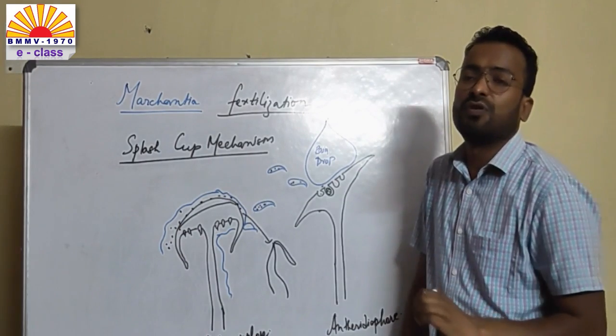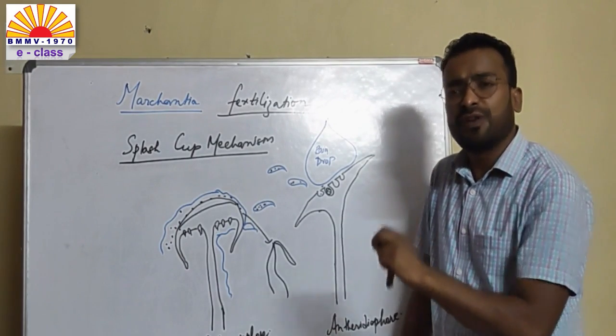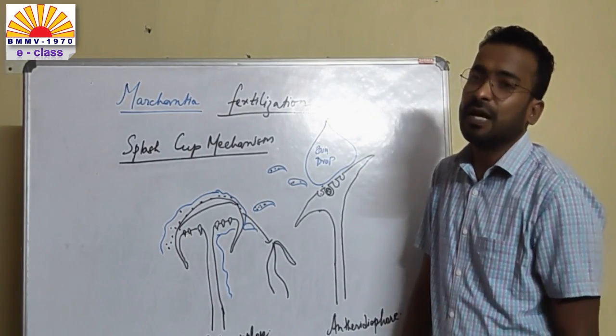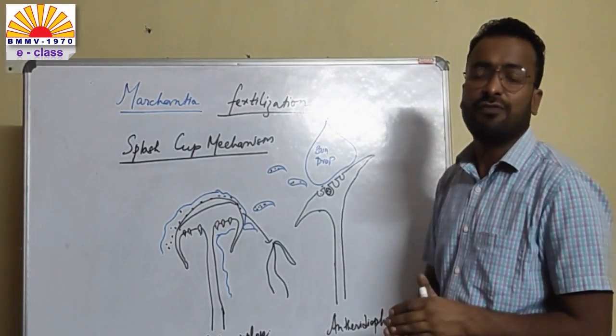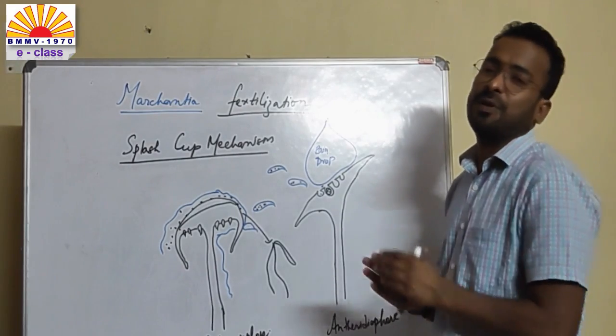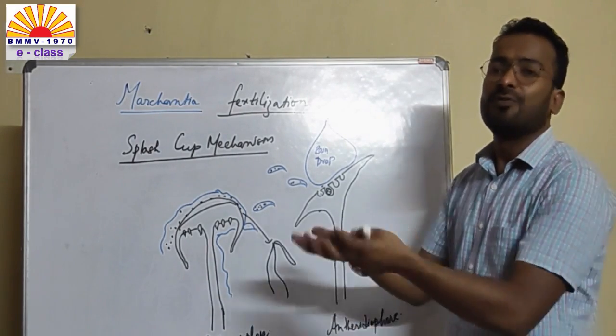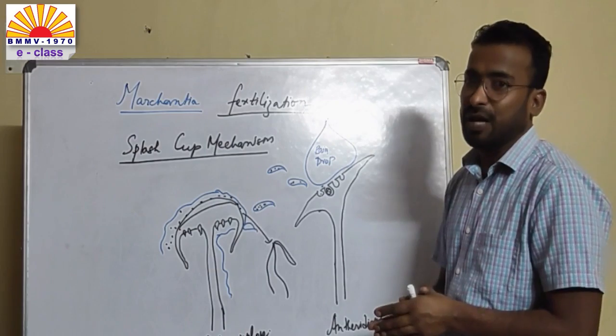The most common mode of reproduction is always vegetative, but under favorable condition, as you can all see, water is so very needed for fertilization. Under favorable condition, Marchantia will show sexual type of reproduction.